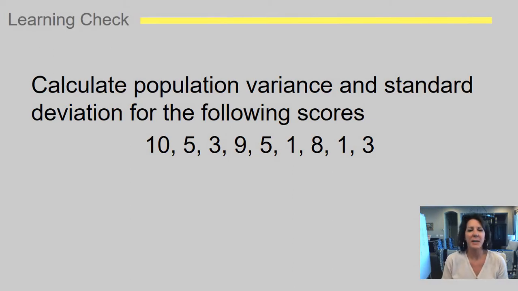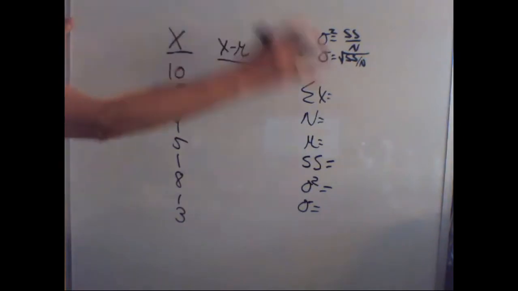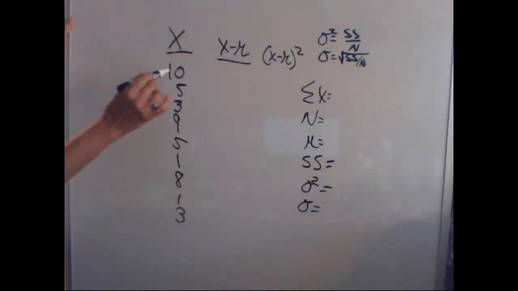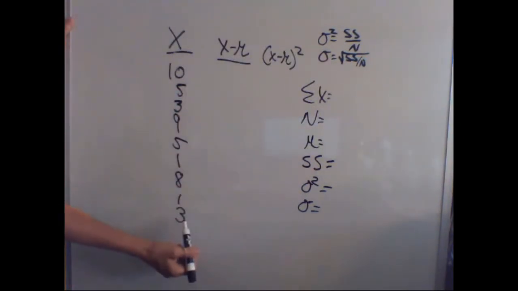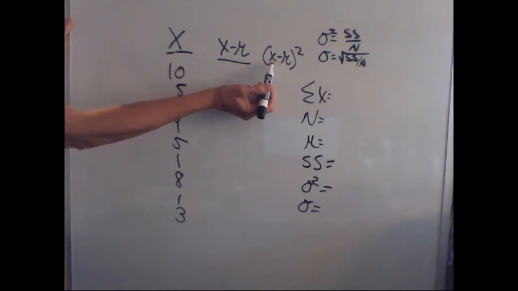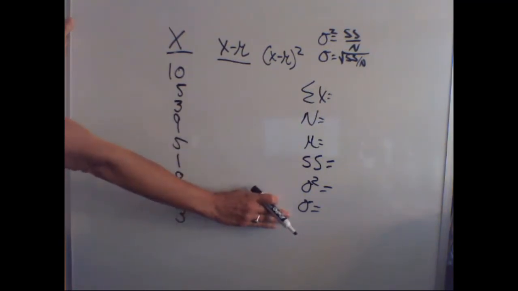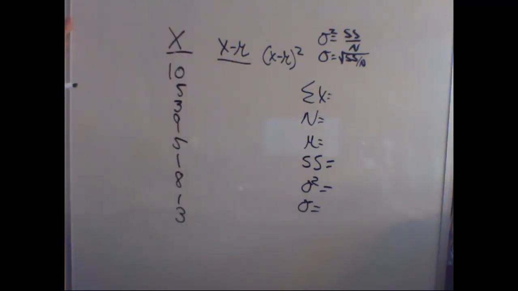So what I'm going to do is have us calculate the population variance and standard deviation for the following scores. I'm going to show you how to set this up on your paper. All right, take a moment and make sure that you have your paper set up just like this. You have all of the scores listed. You have a deviation column. You have the squared deviation column. And you have these instructions here written down. And we will get started.